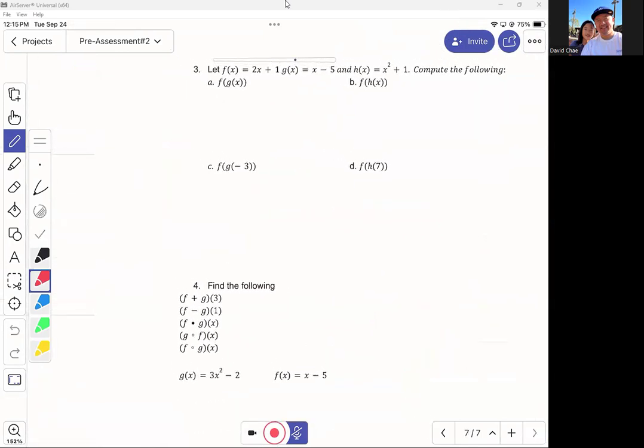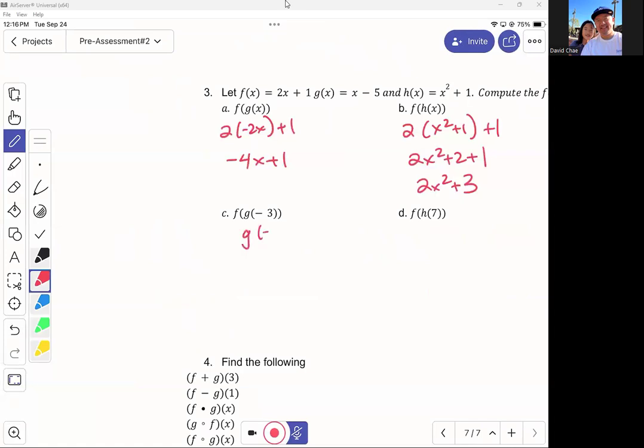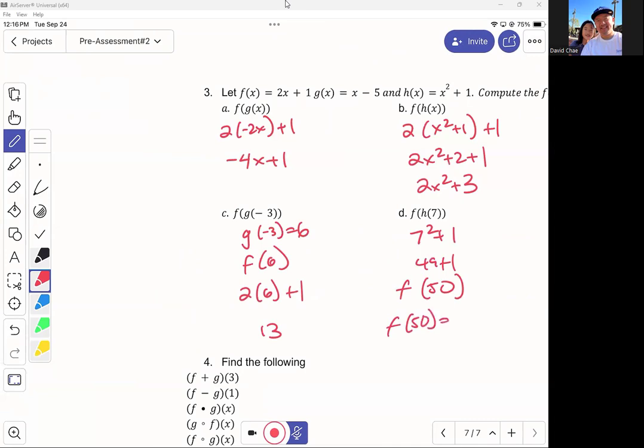All right, number 3 on this one. We're almost done here. Let me just write this all out, and then if you guys have any questions. Negative 2x plus 1. So the final answer is negative 4x plus 1. This one is 2 times x squared plus 1 plus 1, which is 2x squared plus 2 plus 1, which is 2x squared plus 3. This one is g of negative 3 is positive 6. So this becomes f of 6. The f of 6 is 2 times 6 plus 1, which is 13. H of 7, which is 7 squared plus 1, which is 49 plus 1, which is 50. Then the f of 50 is equal to 2 times 50 plus 1, which is 101. Did everybody get those?